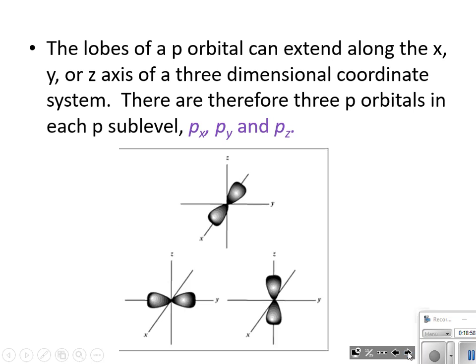Now, here are the orientations that they're talking about. X, Y, and Z. And it just shows the difference of how they are oriented around the nucleus. The nucleus would be somewhere here, right in the middle. So this one lies along that z-axis here. This one is along the y-axis here. And this one is along that x-axis right there.